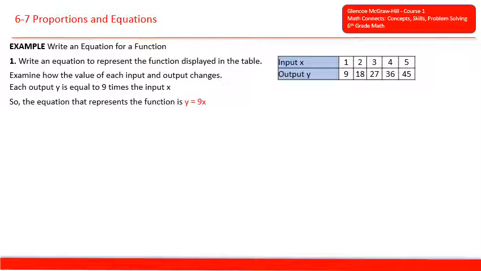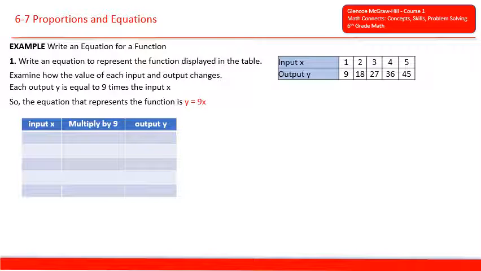So all that means is, for the first column, y, which is 9 there, is equal to 9 times x, which in that instance is 9 times 1. And we'll show you using a function table. So the input x, and then we're going to multiply by 9, which is the same as saying 9x, and that is going to be equal to output y.